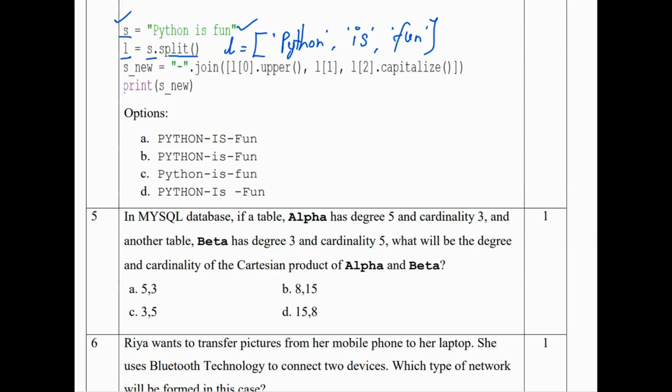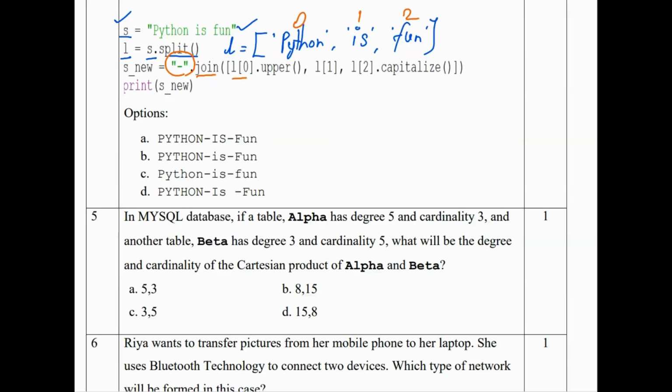Next we should index it. Let us index this. Python is 0, is is 1, and fun is 2, right? Now the next statement is s underscore new is equal to dash dot join. So they have used the join function. Why is this join function used? You should join using the given symbol here, which is dash, somewhat like a hyphen. So you should join according to the statement which is given here. Let us see the statement further.